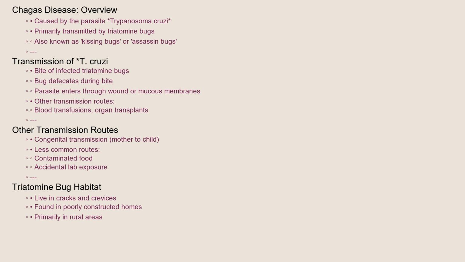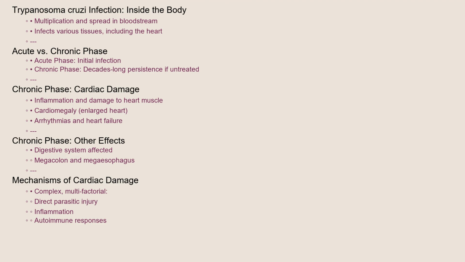Transmission can also occur through blood transfusions, organ transplantation, congenital transmission from mother to child, and less commonly, through contaminated food or accidental laboratory exposure. Once inside the body, Trypanosoma cruzi multiplies and spreads throughout the bloodstream, infecting various tissues, including the heart muscle. Initially, there's an acute phase of infection. If left untreated, the parasite can persist in the body for decades, leading to a chronic phase.